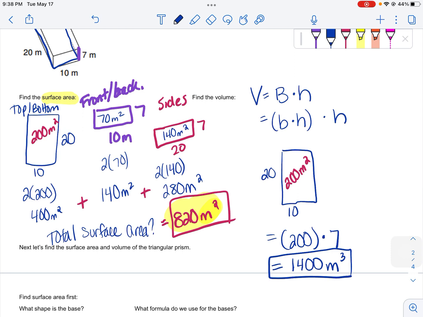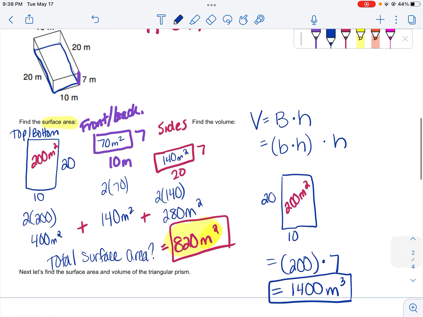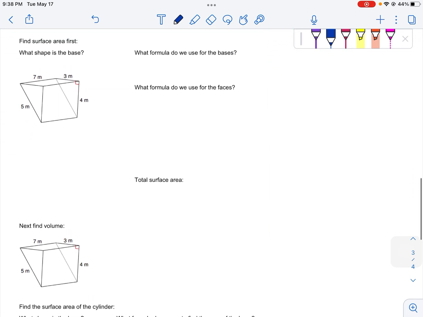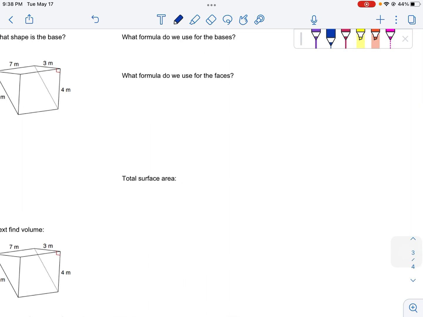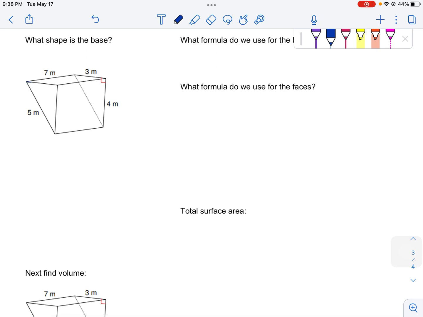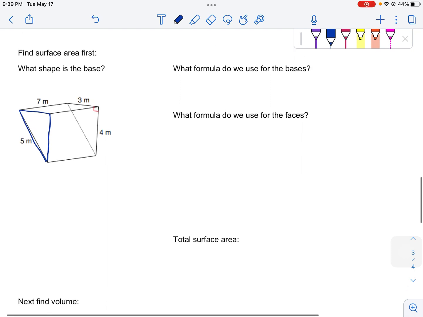Next, we're going to find the surface area and volume of a triangular prism. So let's do the surface area first. So what is the shape of the base of a triangular prism? This one's kind of laying, a little bit challenging to see, but hopefully the name gives it away. A triangular prism has a triangular base. So this is the base right here that I'm outlining. So it is a triangle for the base.